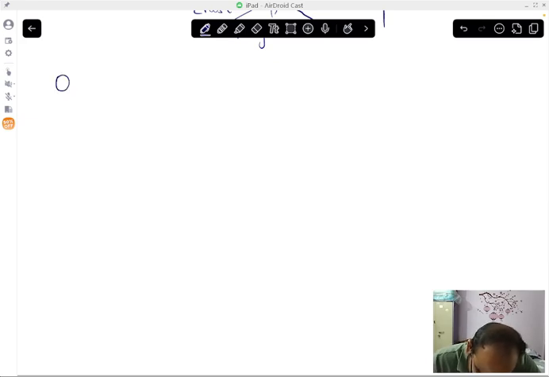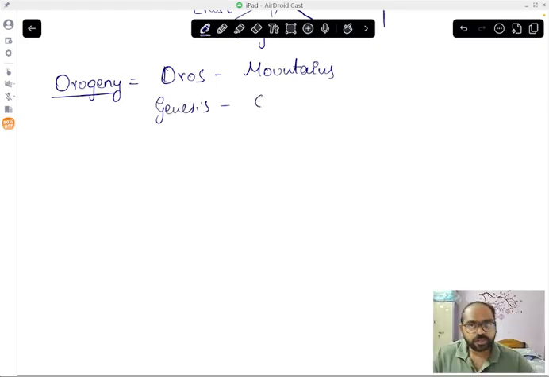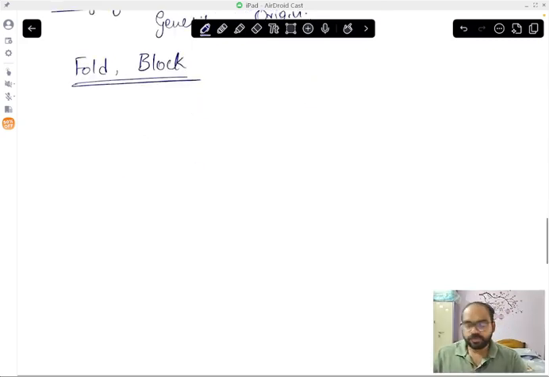Orogeny is important. Oros means mountains, and genesis means origin. So orogeny deals with the formation of mountains. On Earth we can see two types of mountains: fold mountains and block mountains. How are these fold mountains formed?